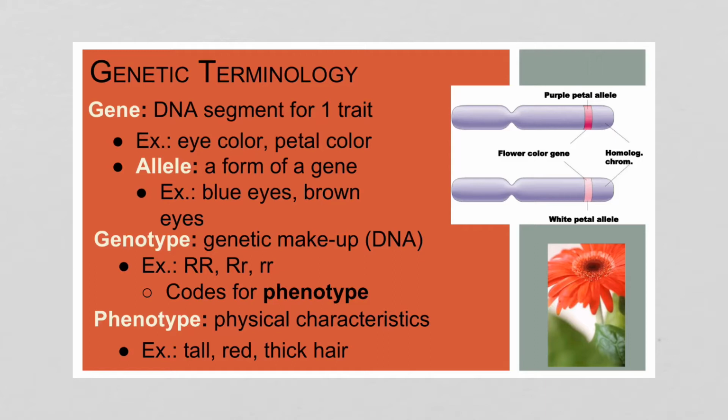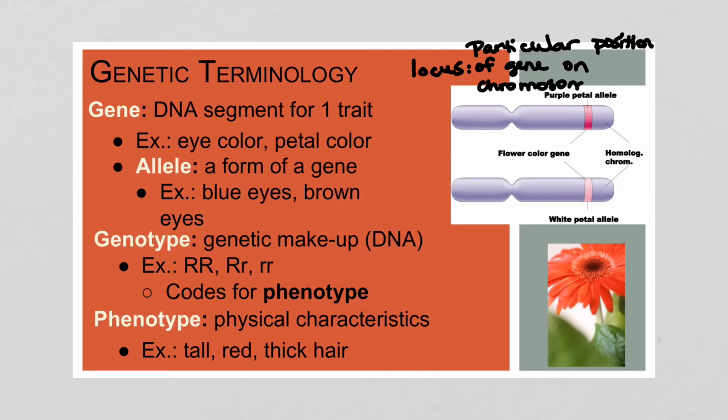And one thing that isn't mentioned here that should be is locus. A locus is the position of a gene. It's the particular position of a gene on a homologous chromosome. So the particular position of a gene on a chromosome, and that position is the same on homologous chromosomes.